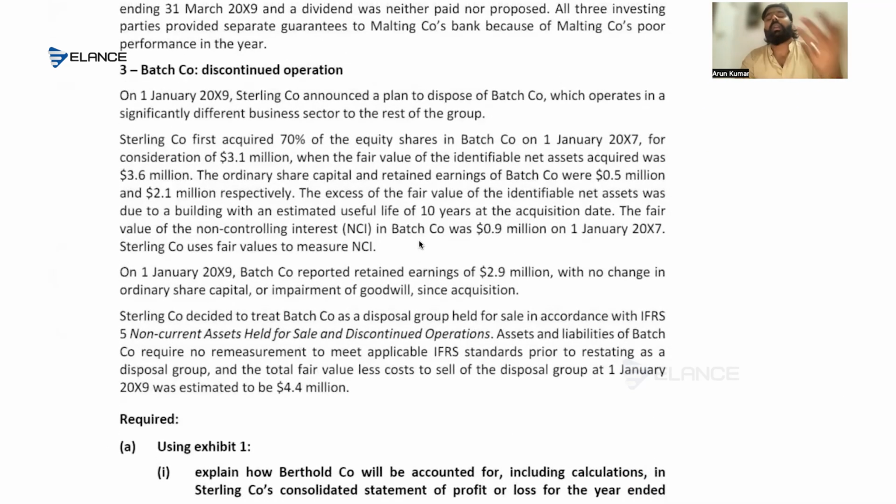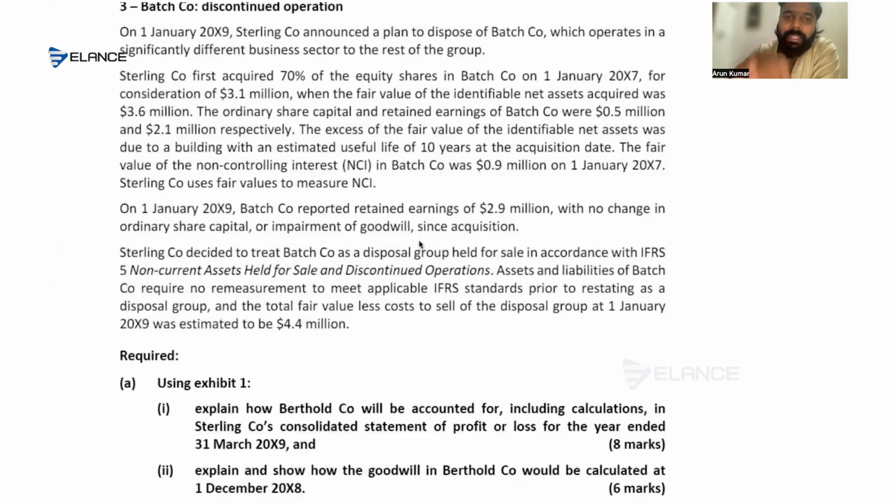Now, what about in the individual FS? We can either recognize at cost or using IFRS 9 or the equity method. These are the 3 options available for a company to show their investment in other entities in their separate financial statements. That will be the same for subsidiary, associate, joint venture: either at cost, or as per IFRS 9, or equity method. So I know the knowledge part.